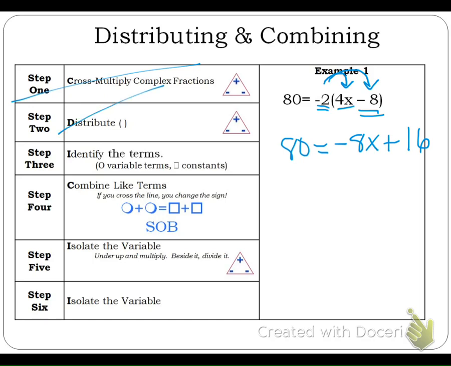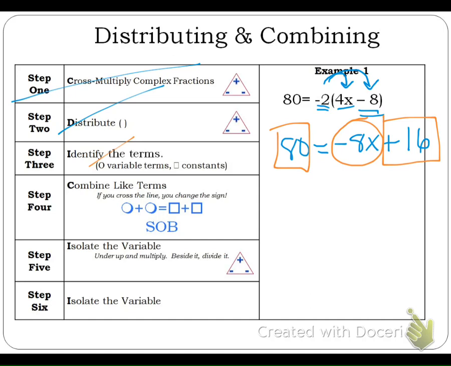So after C, D, now we're ready for I. Identify. So we identify our terms. 80 is a constant, -8x is a variable term, and positive 16 is a constant. So we've identified our terms. Now we need to see, do I need to combine any like terms?